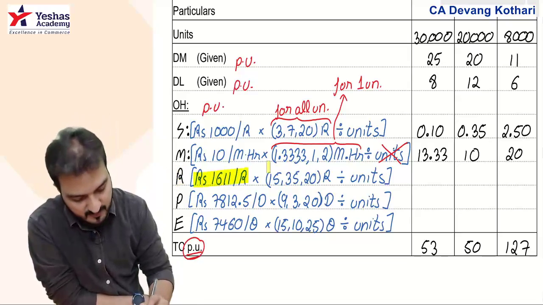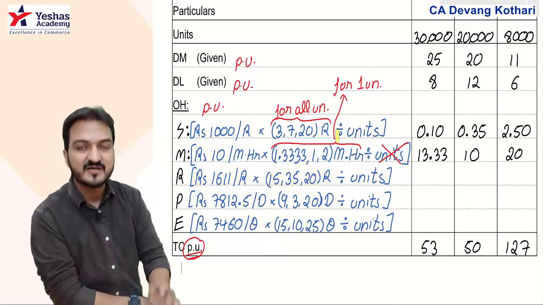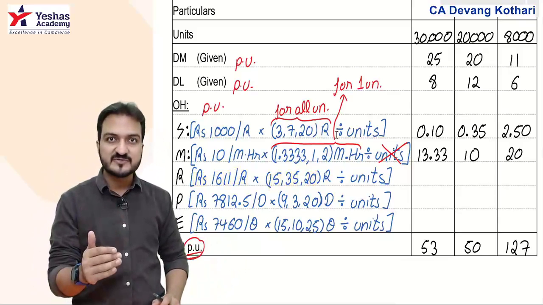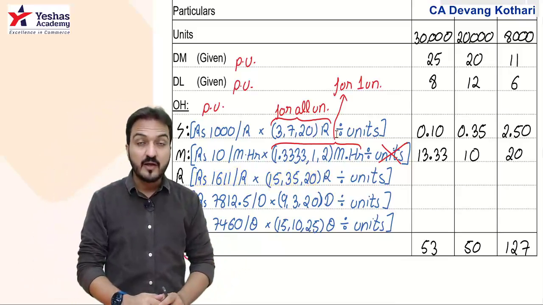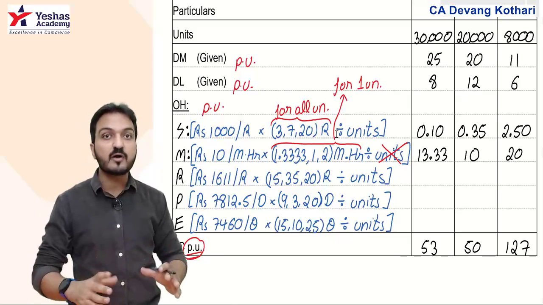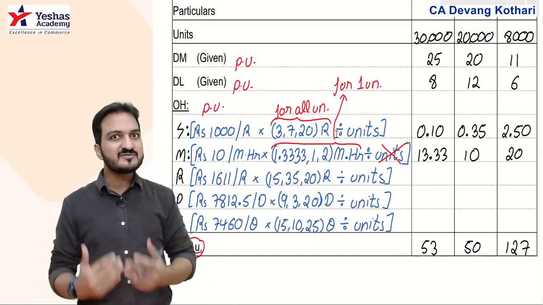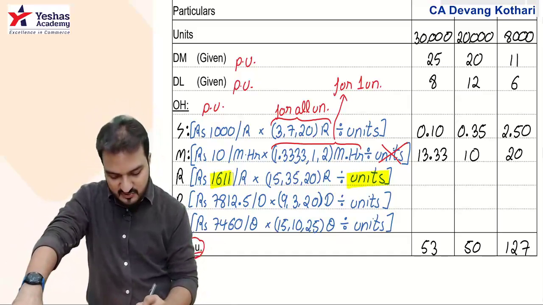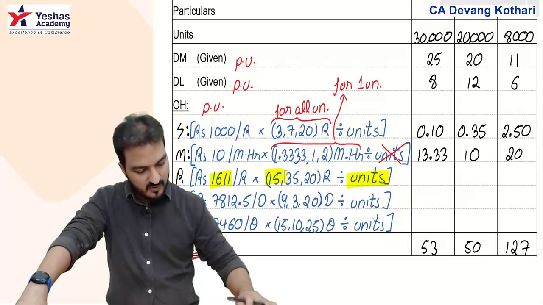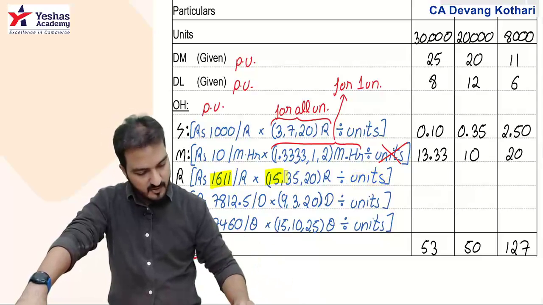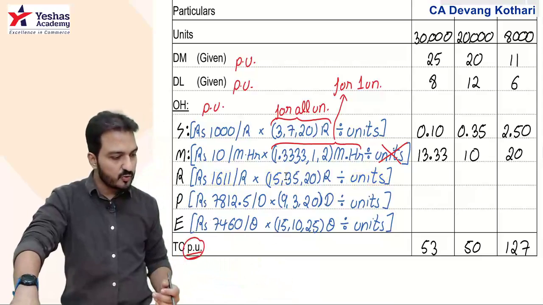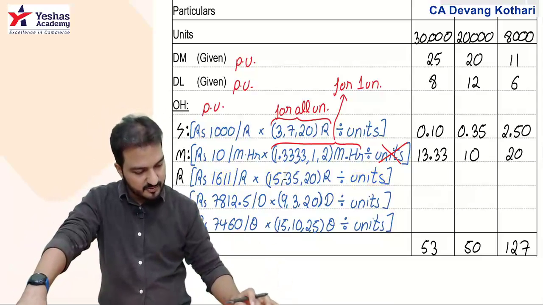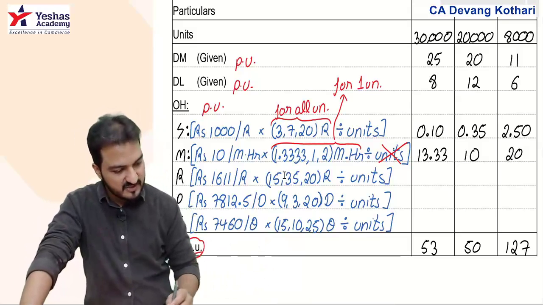1,611 per receipt into 15, 35, 20 receipts. That 15, 35, 20 is not the number of receipts for one unit of X, Y, Z. It is number of receipts for all units. Because it is for all units, you need to divide by units in there. Yes, so 1,611 per receipt into 15 receipts gives me total 24,165, divided by 30,000 units, makes it 0.8055.